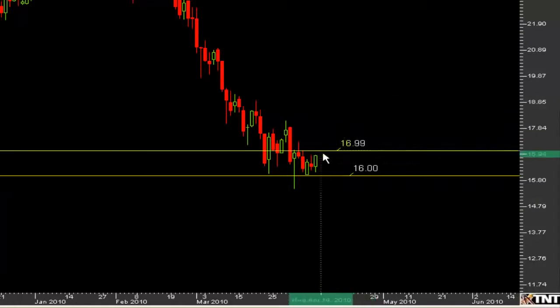So let's say we're going to give it a few ticks, and we're going to say, well, actually, why don't we go the other side of 1700? We will buy the market if it hits 1701. Now, what does that do for us? First off, it gets us into a position where hopefully we are getting into a trade with some momentum.